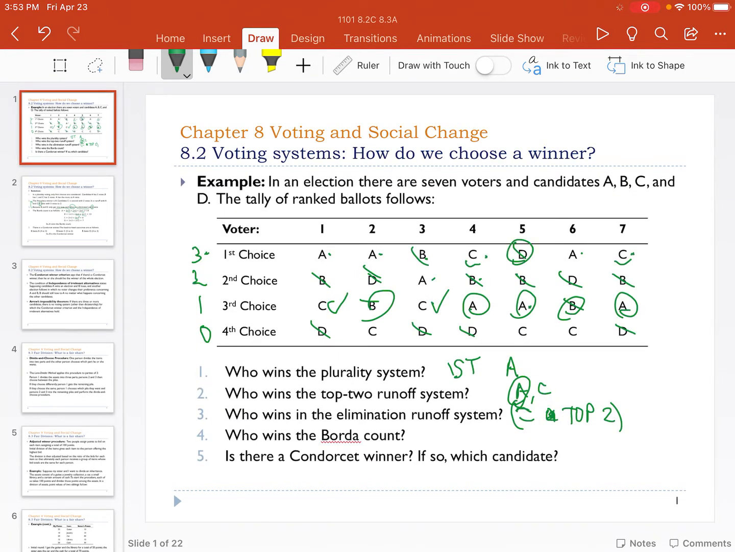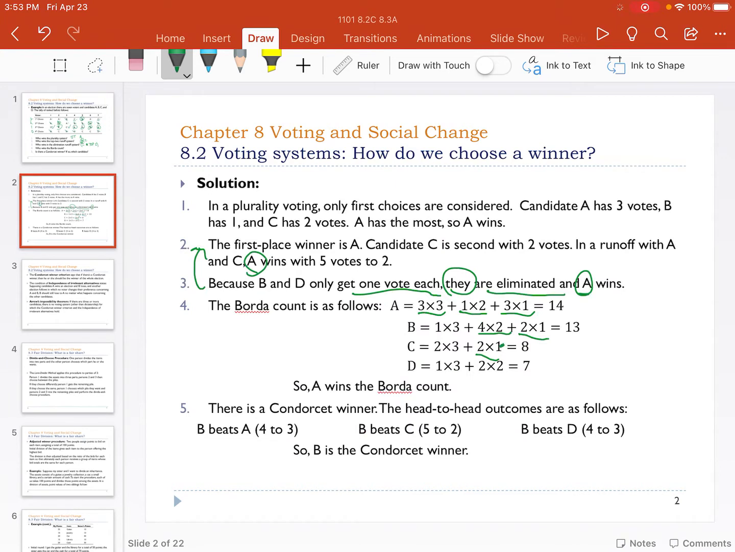How about D, just to finish it off? Everybody got 1 winner. So here's D's winning vote, and that's 3 points, 1 times 3. And what else do they get? They got a couple of second place votes, and that's 2 points each, so 2 times 2 is what they're saying here. And that's all they got. They didn't get anything else that was worth mentioning, because D got a lot of last places that we don't care about. Well, anyway, they got a total of 7 points. So 14 to 13 to 8 to 7. A is also the winner of the Borda count.